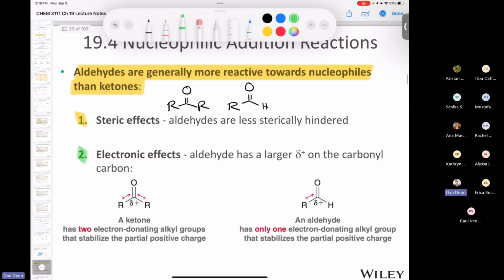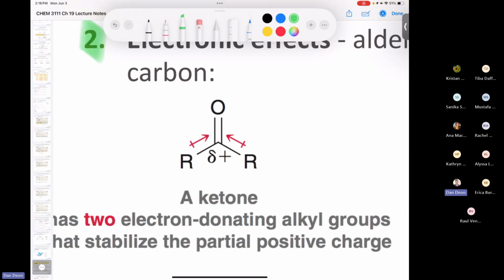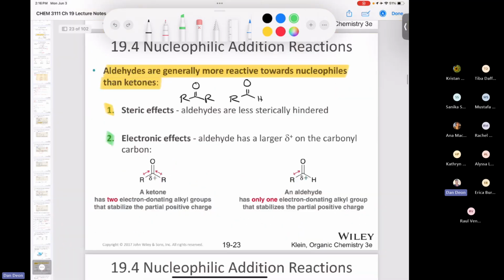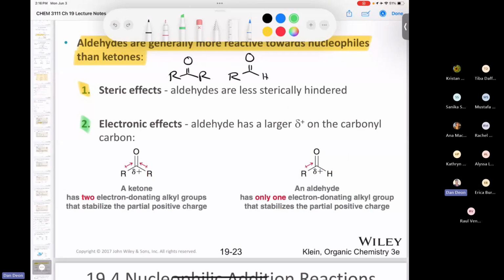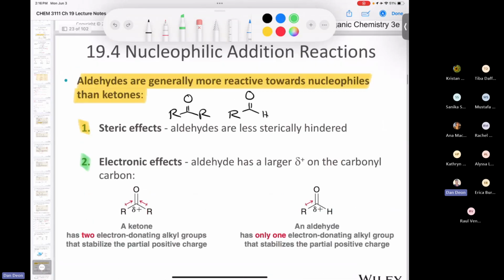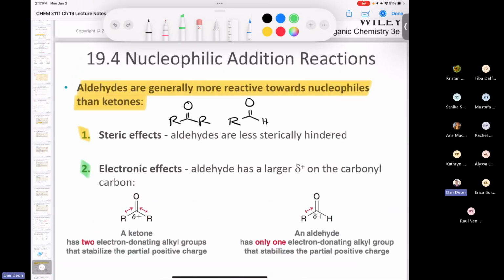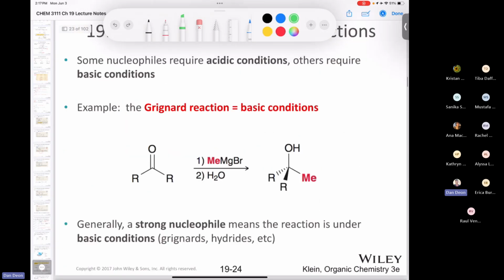The other reason is an electronic effect, believe it or not. If you remember, R groups are electron donating via induction, they donate electron density. And so if you look at the induction between the R groups and the carbonyl carbon, well, the R groups do donate some electron density, which makes the delta plus a little bit smaller. Whereas in an aldehyde, you only have the one R group. So there's only one electron donating group that stabilizes that positive charge. And so aldehydes, not only are they less sterically hindered, they're more delta positive. So it's a double whammy. So aldehydes, again, generally more reactive towards a nucleophile than a ketone.